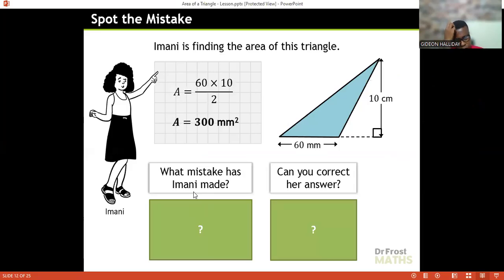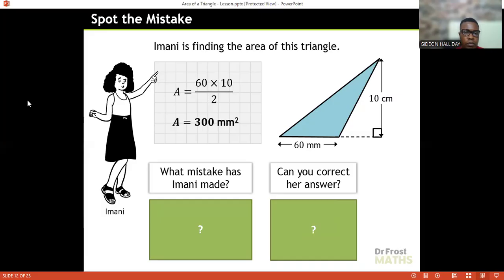Now look at this question. Imani is finding the area of this triangle, 60 times 10. She made 60 the base and 10 the height. And she got 300. This is fair enough. The calculation is correct, but something is wrong here. She got 300 millimeters squared. I've always said, always check the units.